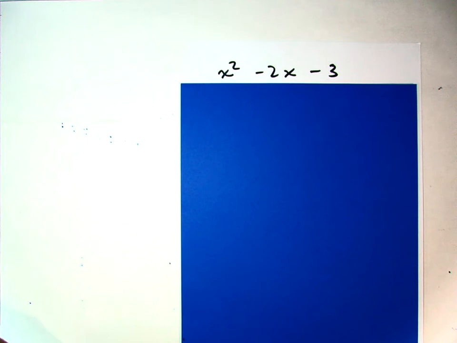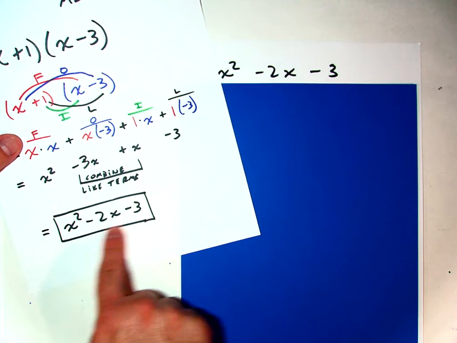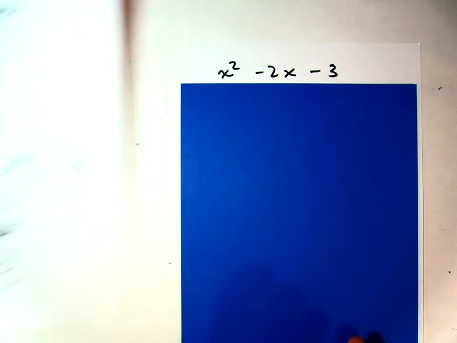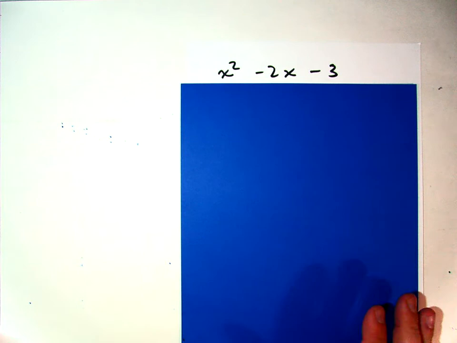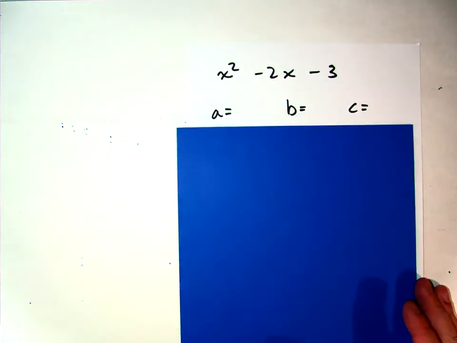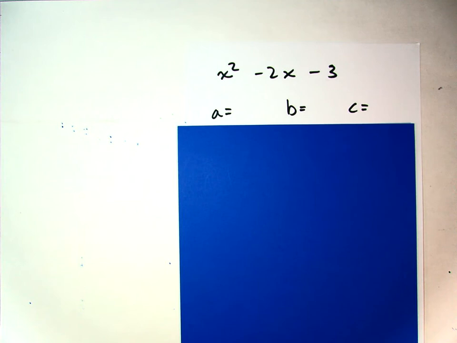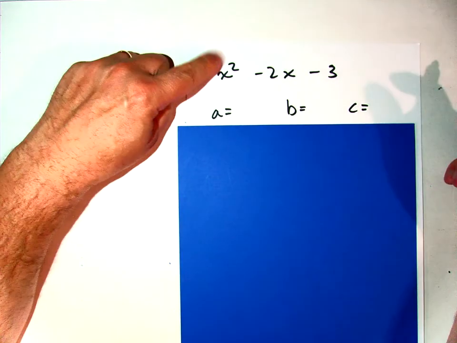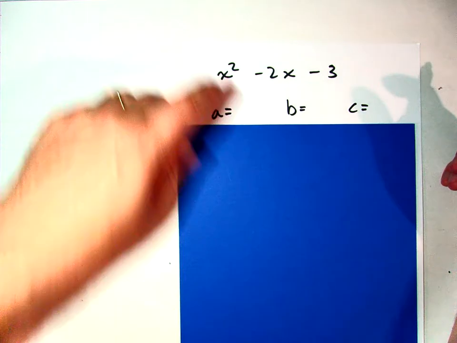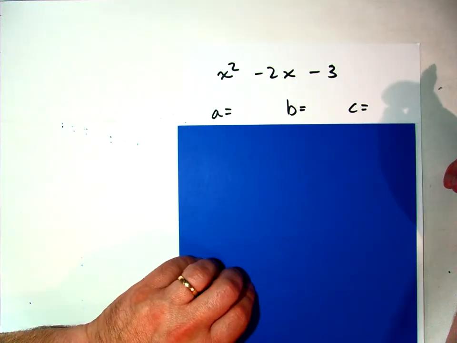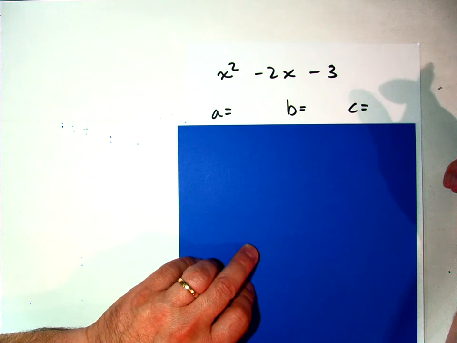So here's the same quadratic trinomial that we just got when we FOILed that simple problem. Now I want to ask you this. What's a in this expression? What is the coefficient of the quadratic x squared term? What number is in front of x squared? If there's no number, the number is what? It's a 1. It's implied.